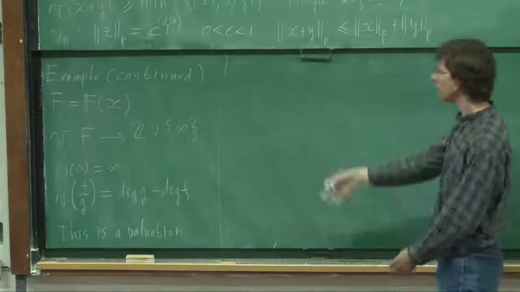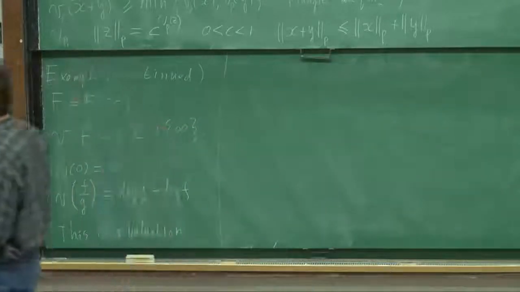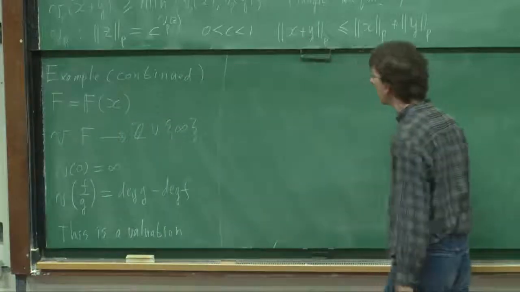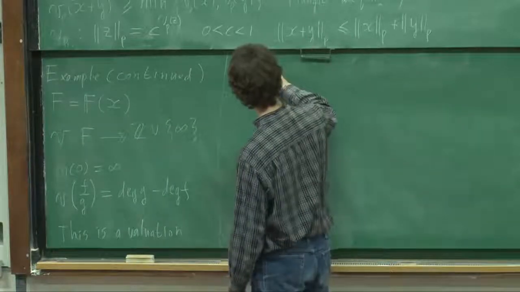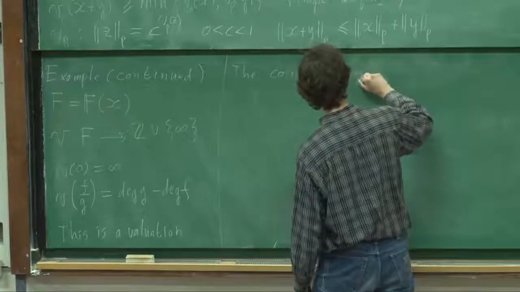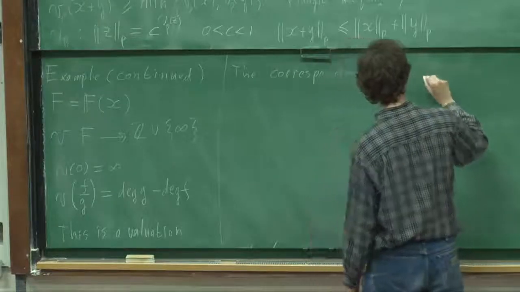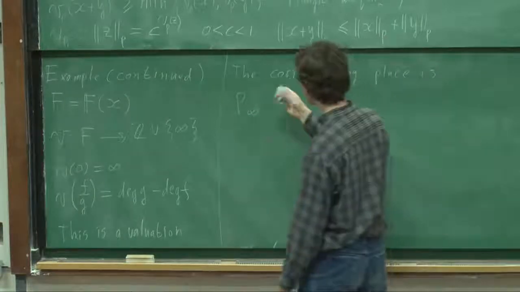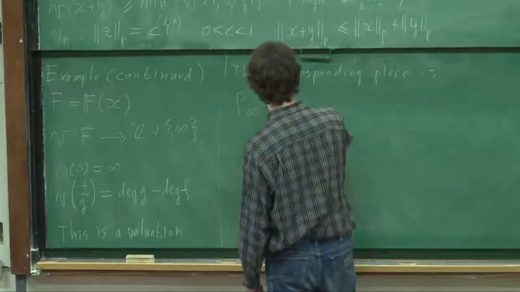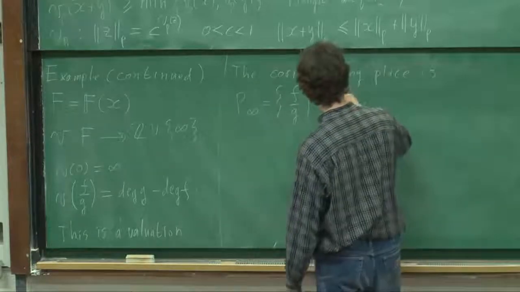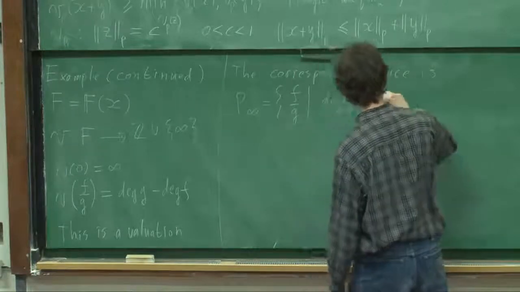Yeah, so now all of a sudden I have a new one, and just comparing it with the valuations that you would get from these ones, you see it's really a different one. So I have one more valuation, and let me say the corresponding place, P infinity. What is it? It is really all the fractions f over g such that the degree of g is larger than the degree of f.